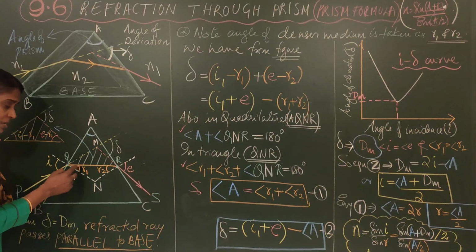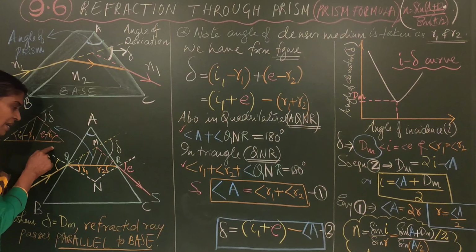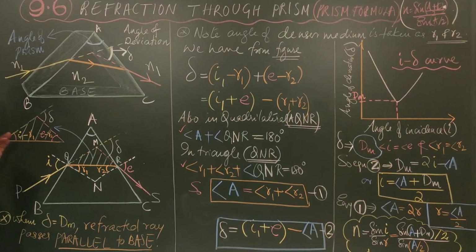Now, why R1? It will be less than I. Why? It is going from rarer to denser. At that time, it bends towards the normal. Actually, this is the direction, but it is getting bent towards the normal.